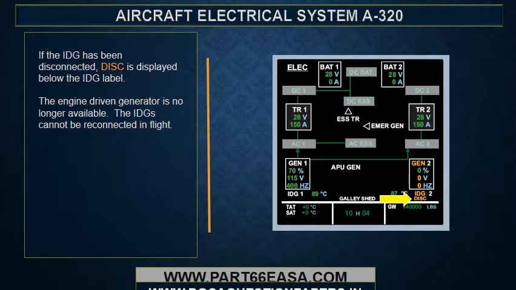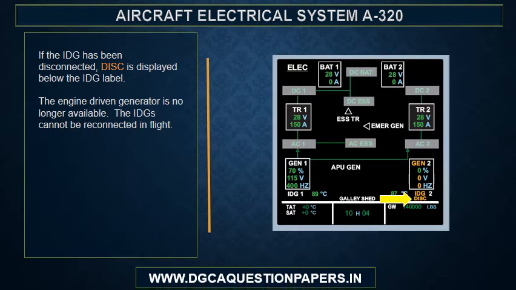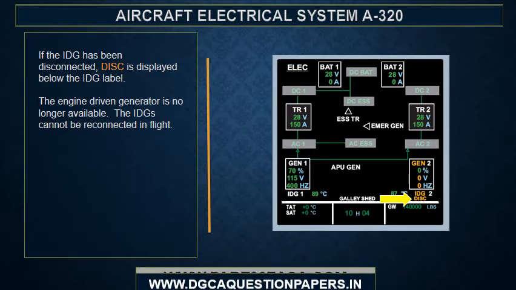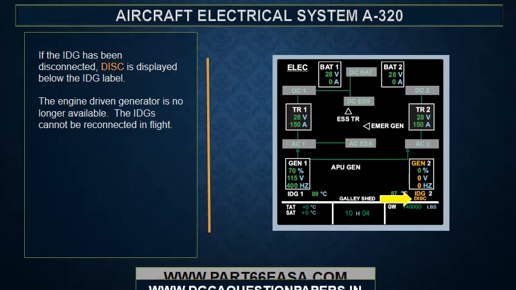If the IDG has been disconnected, disconnect is displayed below the IDG label. The engine-driven generator is no longer available. The IDGs cannot be reconnected in flight.